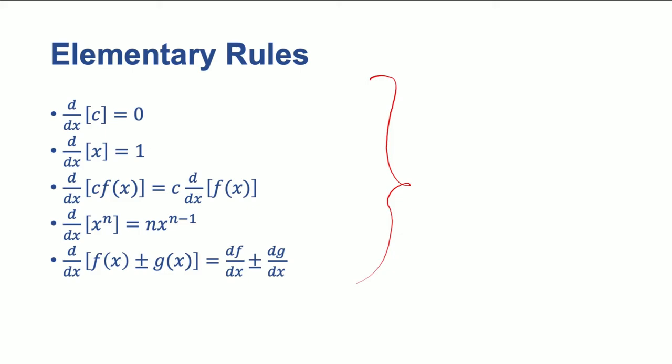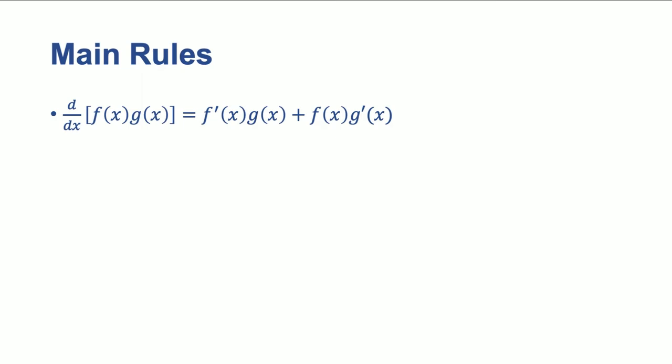Now we also have a grouping of what I call main rules. These are the rules that we might not use as much as the power rule, say, but we definitely will use a lot. So one of these rules is the product rule. This says that if I want to take the derivative of f of x times g of x, that is going to be equal to the derivative of the function f times the function g plus the function f times the derivative of the function g.